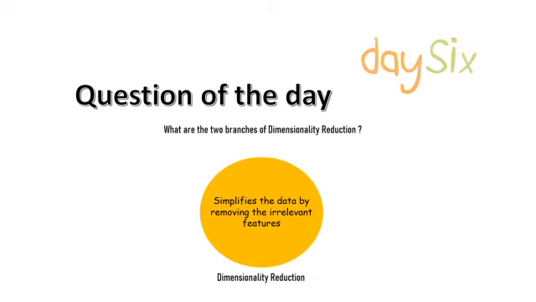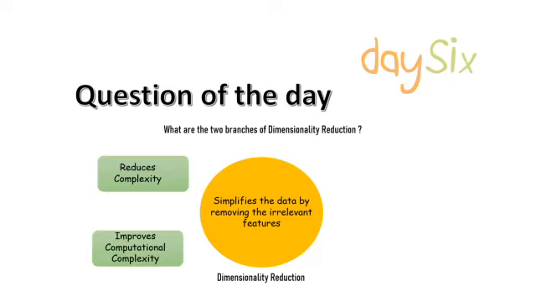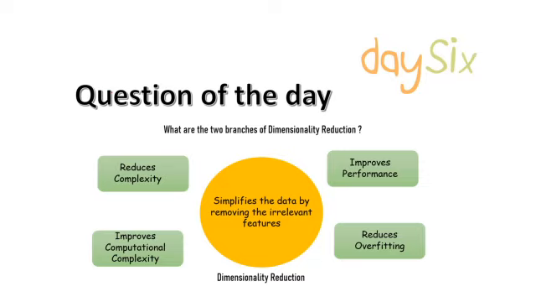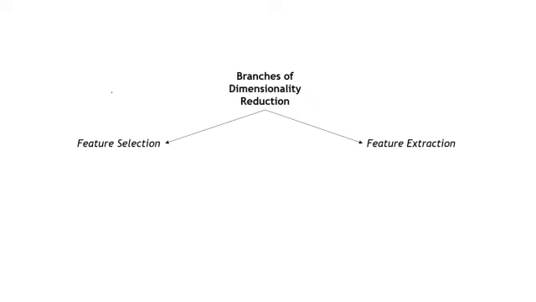So dimensionality reduction is an important machine learning technique to simplify your data by removing irrelevant features. It offers several benefits like reducing complexity, improving computational efficiency, improving performance of the model overall, and it also reduces overfitting. And there are two branches of dimensionality reduction. One is feature selection, another is feature extraction. Now let's learn these two very briefly.